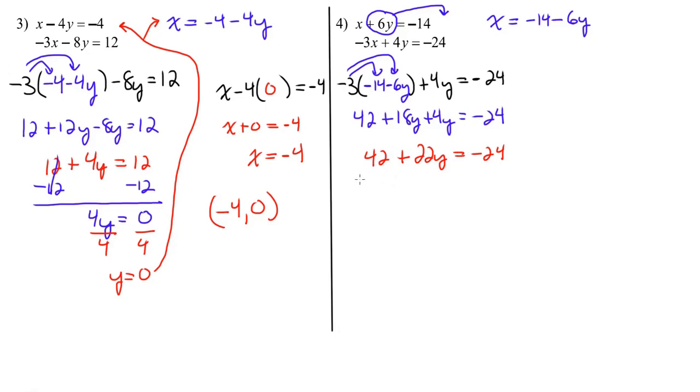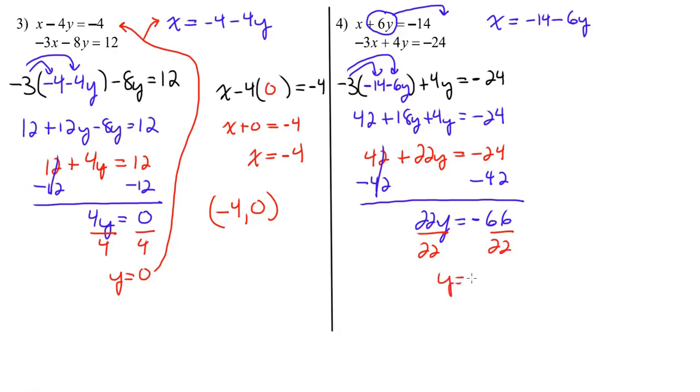Next, we have to get rid of this 42, so we're going to subtract 42 from both sides. And we get 22y equals negative 66. And finally, we just need to divide both sides by 22, and we see that y equals negative 3.